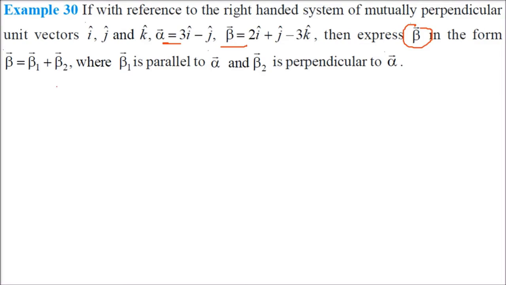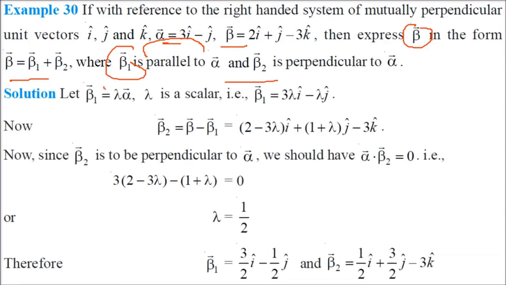So we'll assume beta 1, and we'll find beta 2 from beta 1 and beta, and then we'll apply the perpendicularity condition, right? Because alpha and beta are already given. Because beta 1 is parallel to alpha, we can write beta 1 equals some scalar times alpha. Beta 1 is alpha into some scalar lambda.